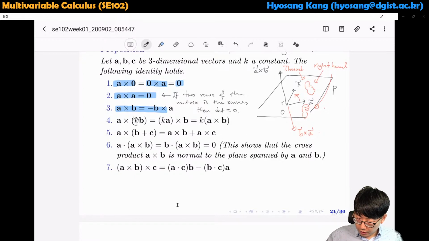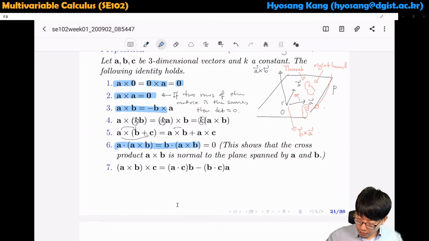So first of all, if you have a scalar multiple K, then you can move around your K, similar to the matrix case, and also you can distribute your cross product over the sum of two vectors, and then you can combine your cross product with another vector's dot product. So think about this one. This is interesting, yes.